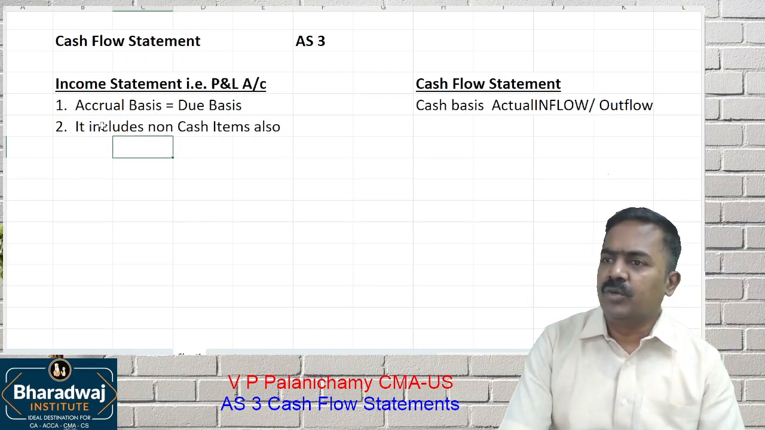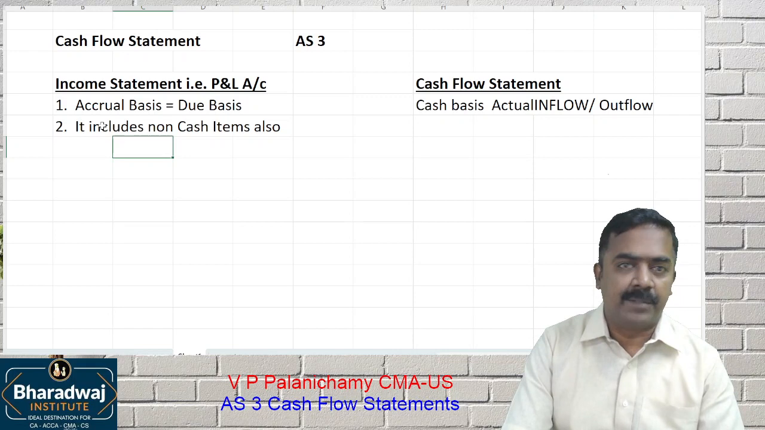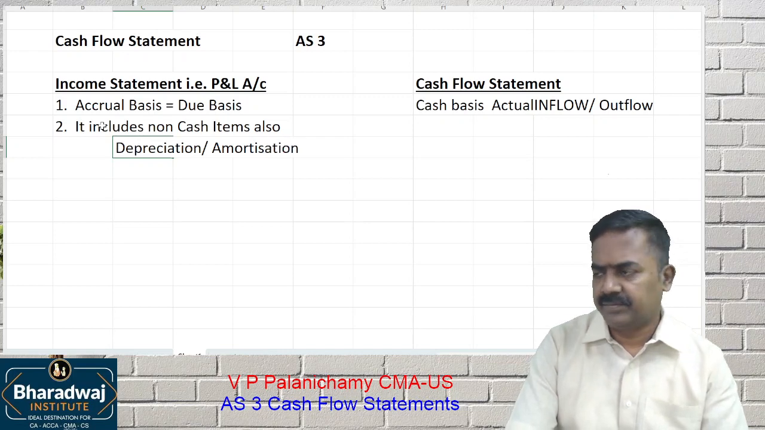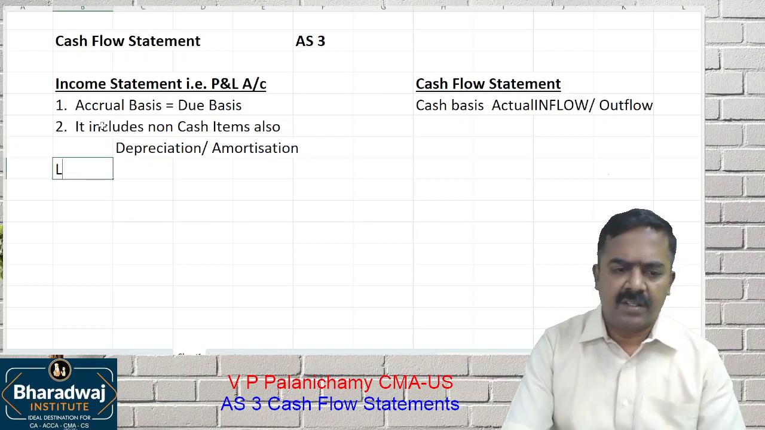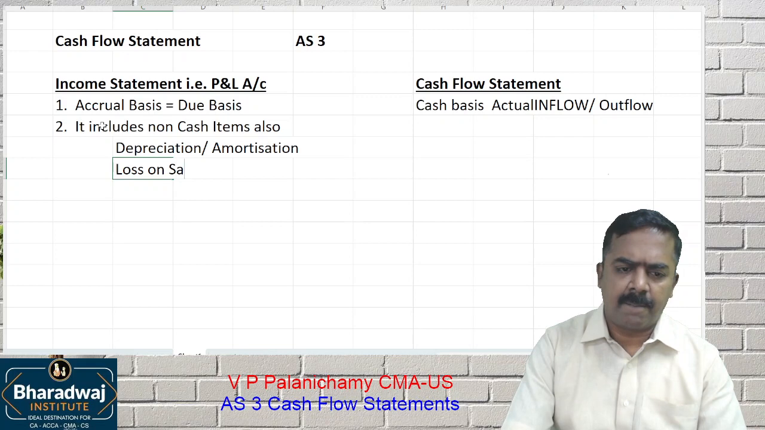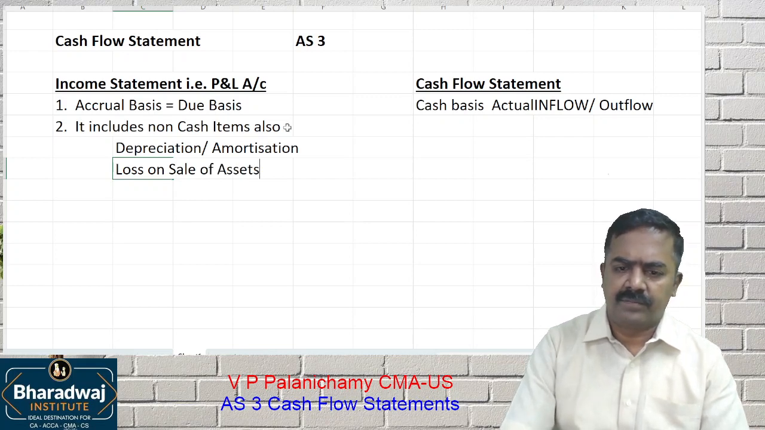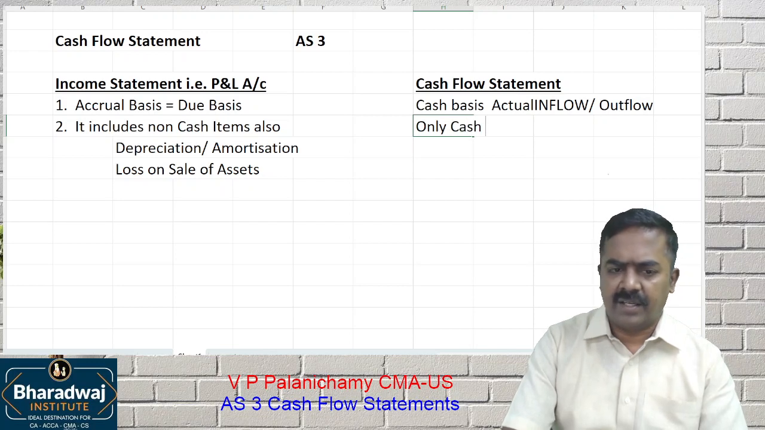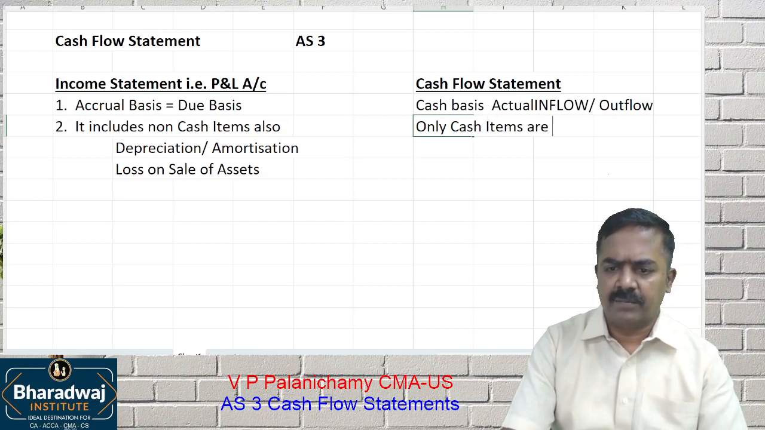In the P&L account, we include certain non-cash items. Example, depreciation, amortization, loss on sale of assets. In cash flow statement, what is included? Only cash items are included.